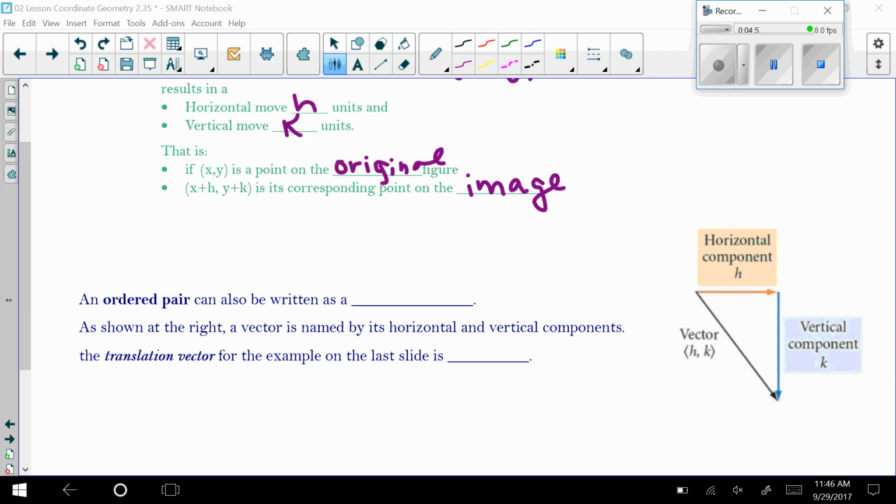So we can say an ordered pair can also be written as a vector, and that's a vocab term. And then as you can see in this figure at the right, we look at the horizontal shift and we look at the vertical shift. A vector is named by its horizontal and vertical components. So the translation vector, which is another vocab term, for the example on the last slide that we just did, if we were to write this as a vector, we would write that it went over 2 units and down 3 units. So this is how we denote our vector in a coordinate plane.